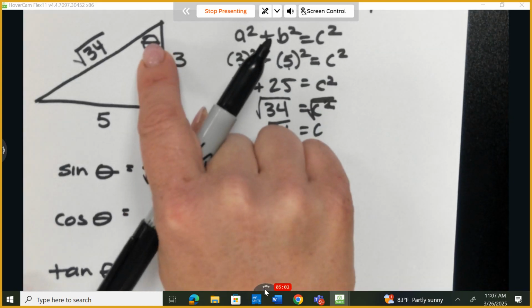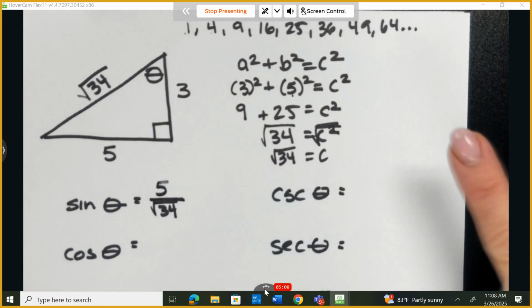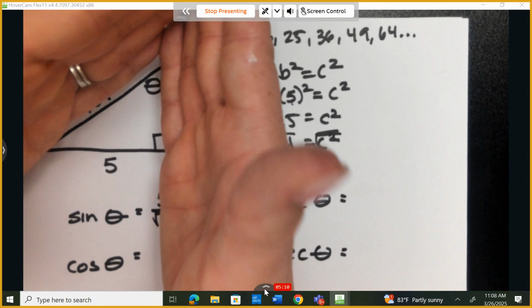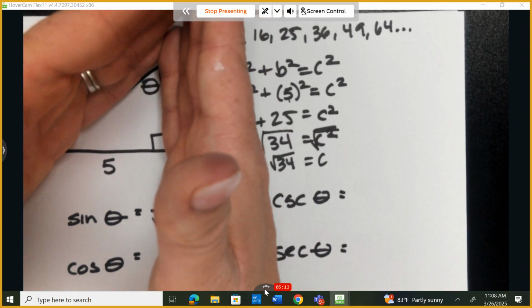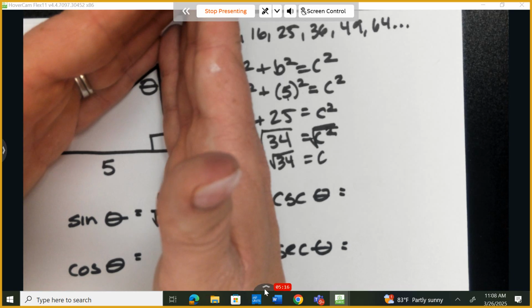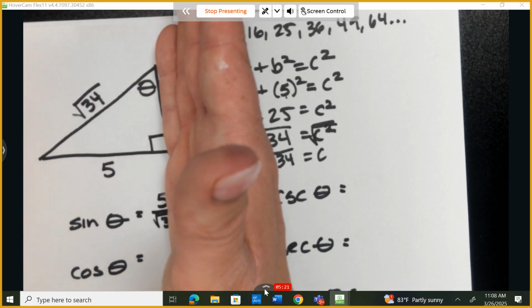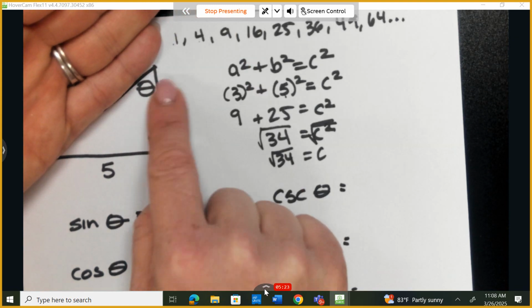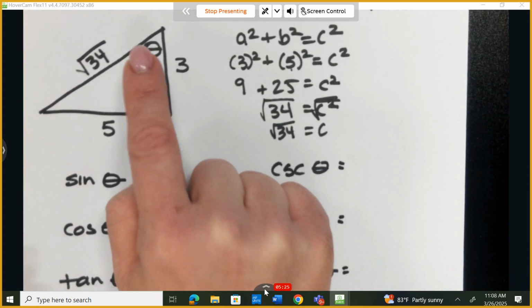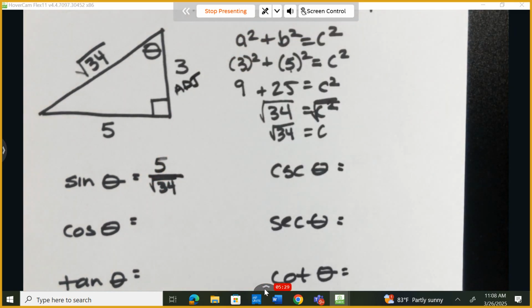Okay, so here's my angle. Adjacent is one of those words that kids say, oh yeah, I know what it means, but a lot of students don't really know what it means. Adjacent means that it helps create the angle that we're focused on. So two sides create the angle. But the adjacent side can never be the longest side. So I need to cancel out the square root of 34, making this the adjacent side. 3 is the adjacent side for this angle. Maybe you even want to write ADJ here.